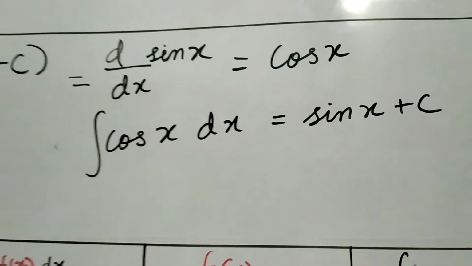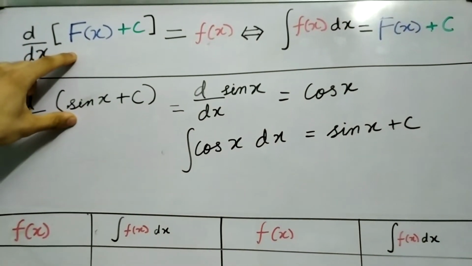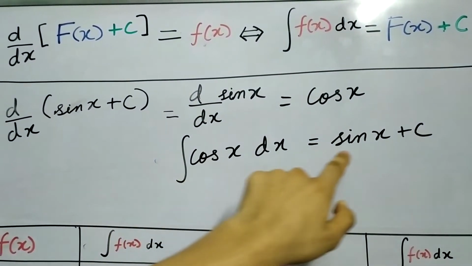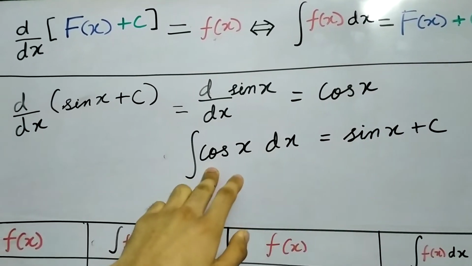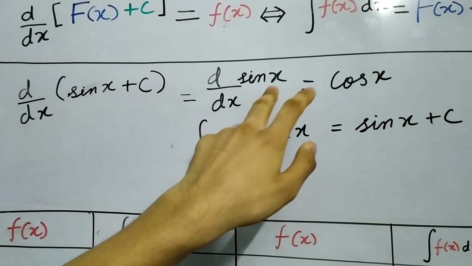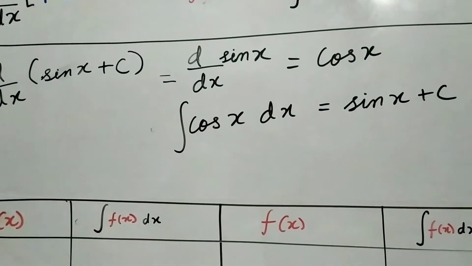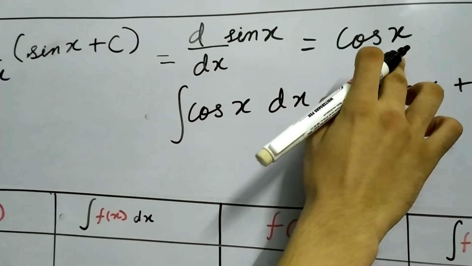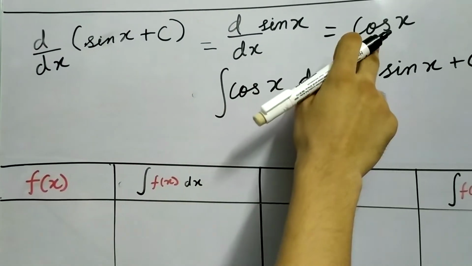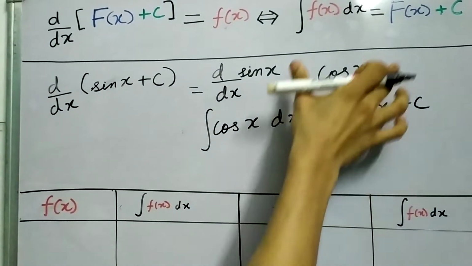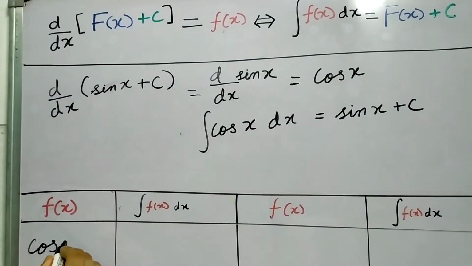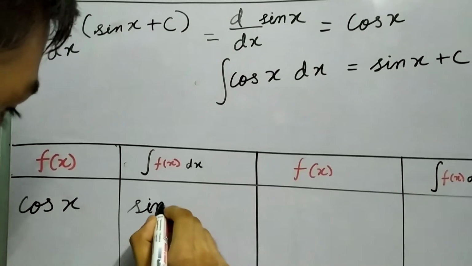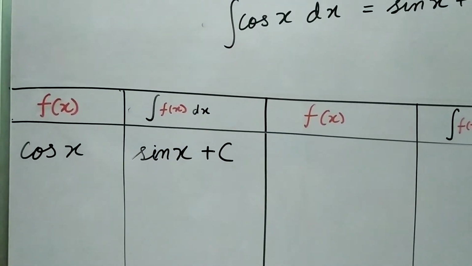You can easily compare. So capital F is sin of x and the small f is cos of x. So sin x plus c is the family of antiderivatives of cos x, because cos x is the derivative of sin x. So small f is cos x, and the integral of f dx is sin x plus some constant.